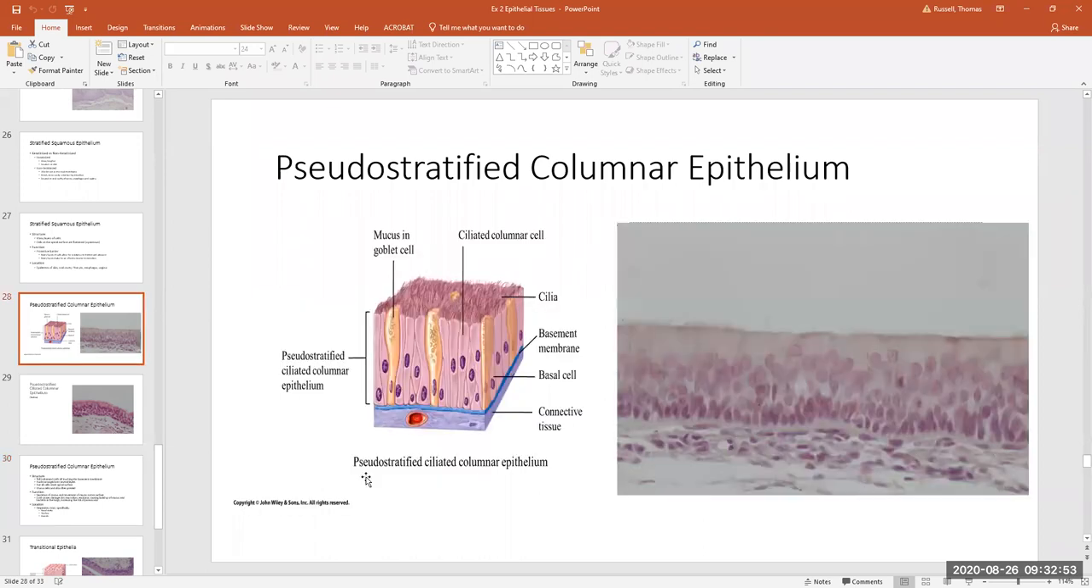Here's the picture of it right here. All right, so these are the goblet cells. Again, they secrete mucus, and that mucus gets embedded, and the little cilia move the mucus across the surface of the epithelium. Oh, I forgot to show you.